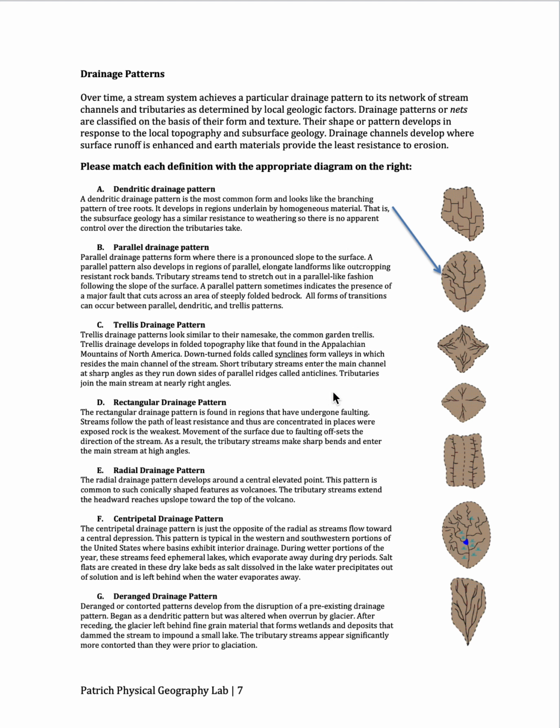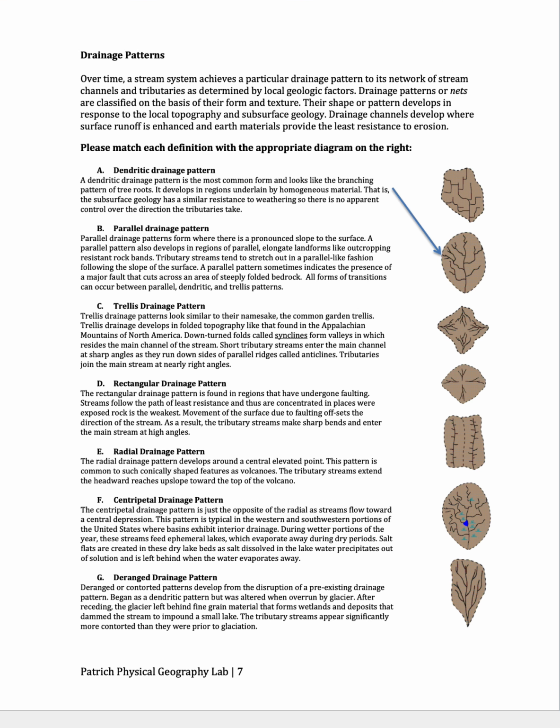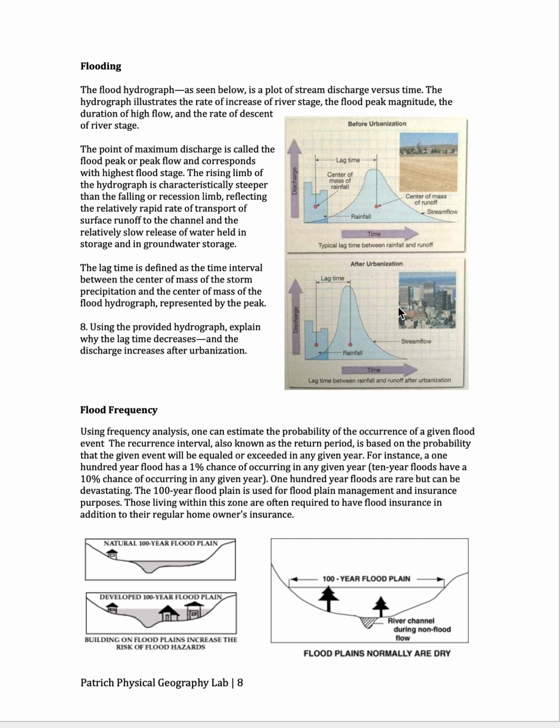Down here, you're going to read what the definition is for each of these drainage patterns, and then match it with the appropriate pattern on the side. Down here, we learn a little bit about flooding and flood frequency. Don't forget to answer question 8, which is discussing what are the differences within flooding in areas that are before urbanized versus after. Dirt, concrete. Creates friction, allows for absorption to occur. In this situation, allows water to transfer swiftly and more quickly.